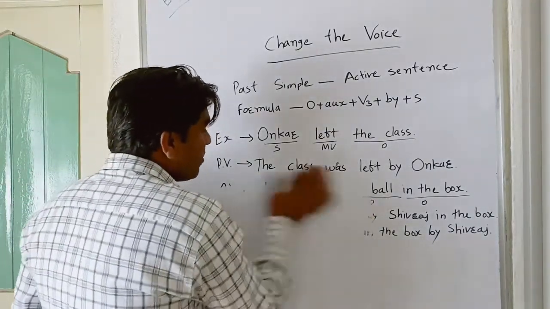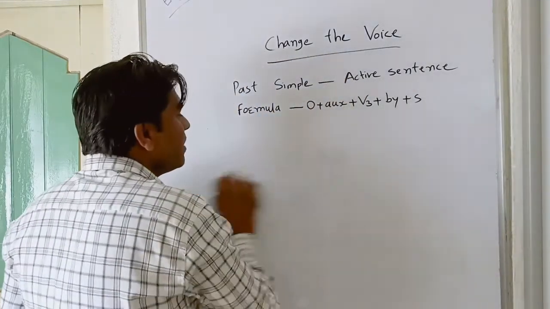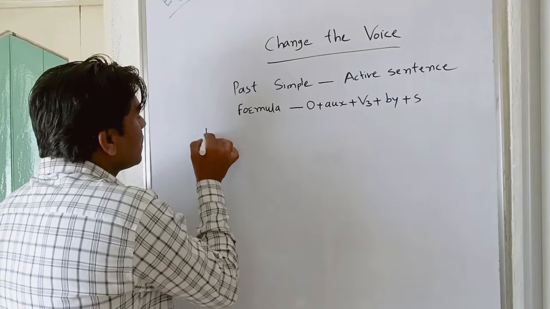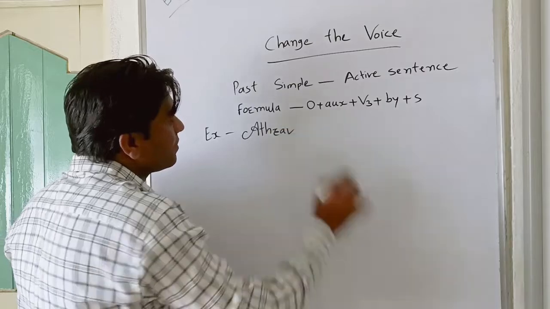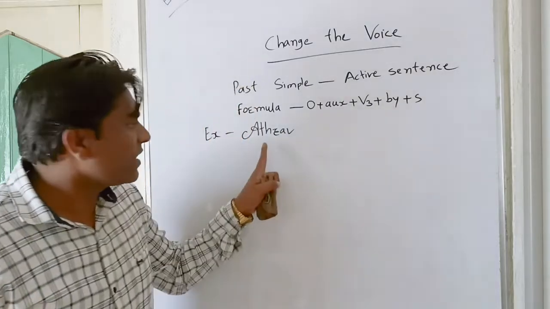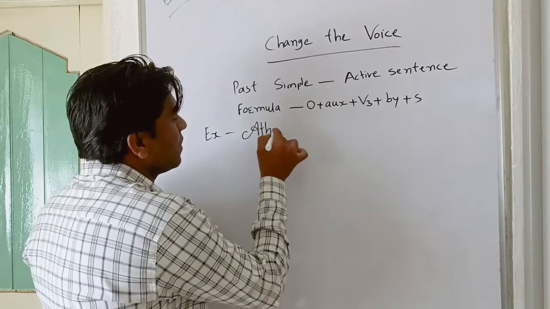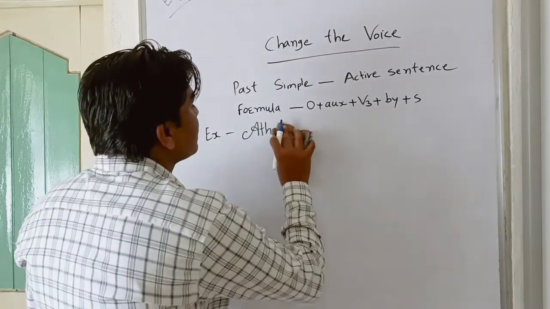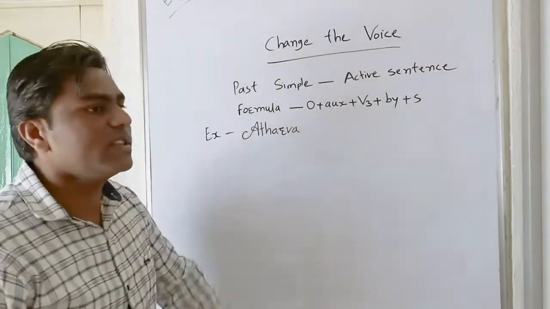Okay. Let's see another example. Now I want to take an example from you. So who will tell me the example? Nikita, will you tell me? Now, Atharva. Is the spelling correct? Okay. So here is Atharva.